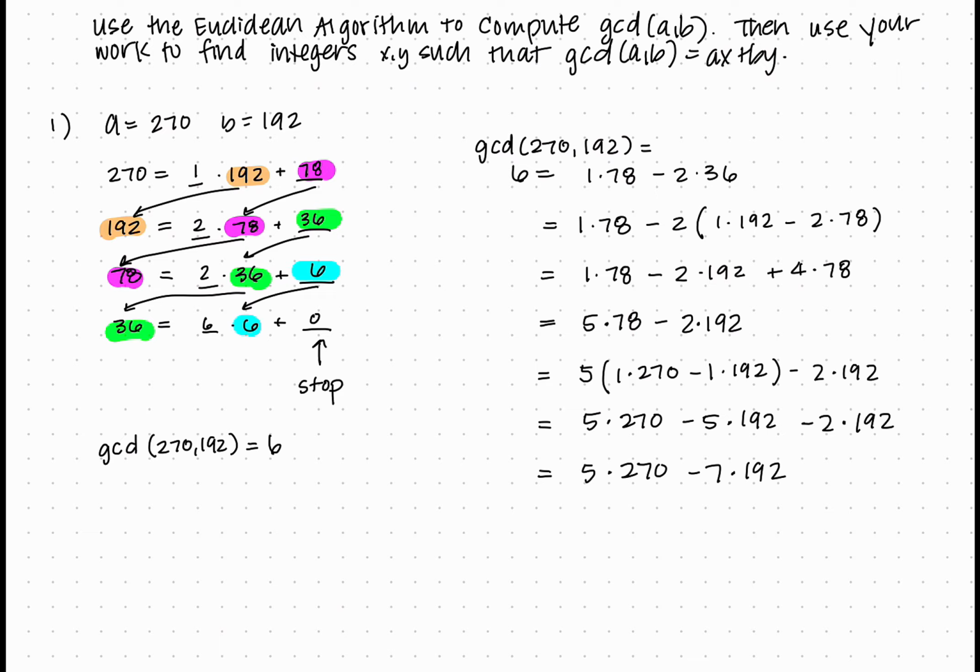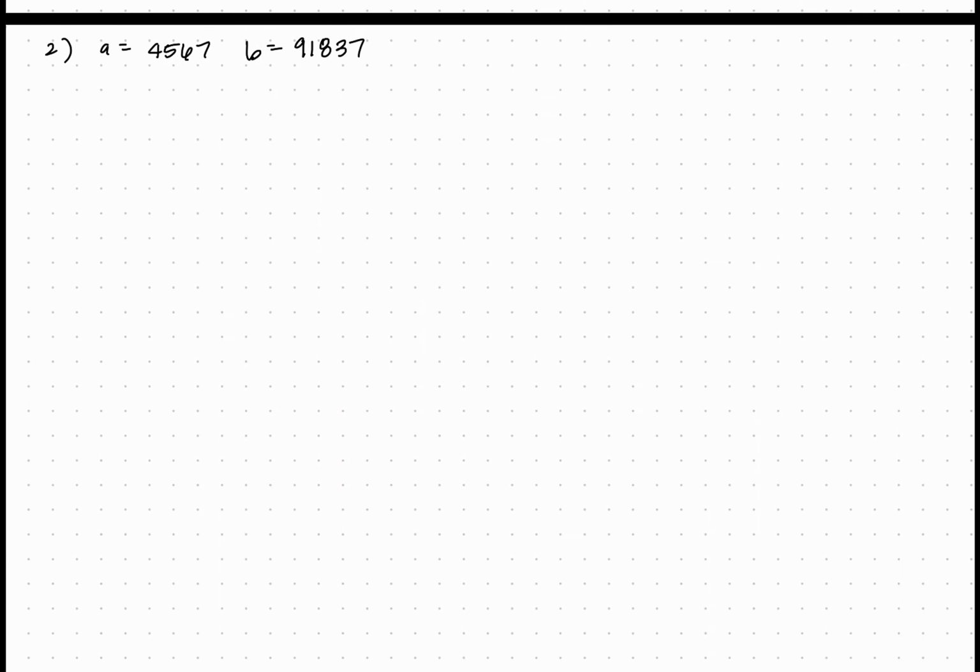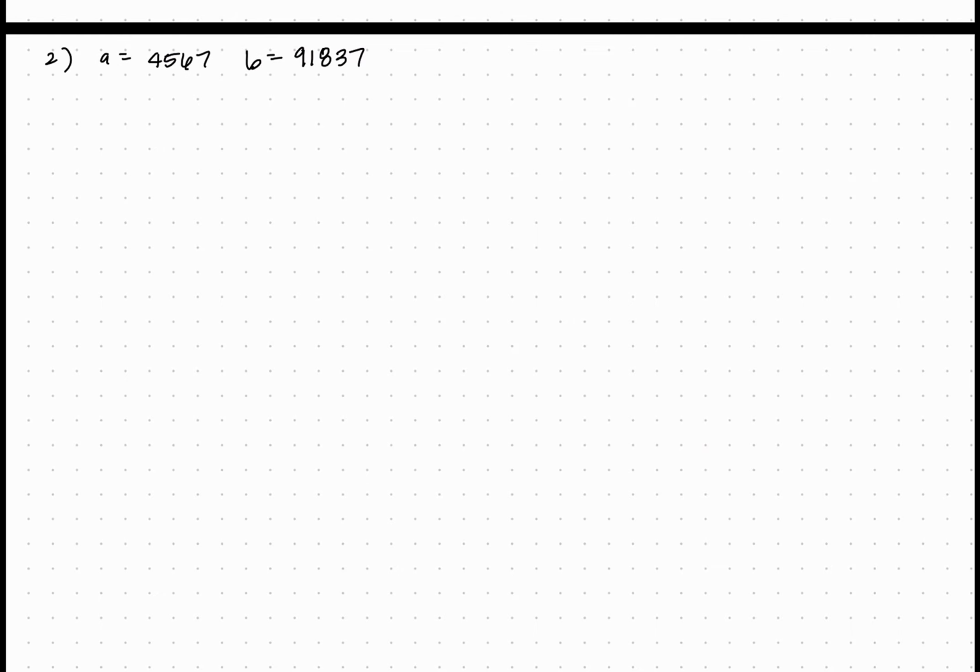All right, let's do another one of these. Got some larger numbers here, 4,567 and 91,837. Let's see what happens here. Remember, I start my Euclidean algorithm with the bigger one, so 91,837 equals some number times 4,567 plus a remainder. If we do that division, 91,837 divided by 4,567 is going to be 20 with a remainder of 497. Oops, why did I write a 2? 497. And now I repeat my process.